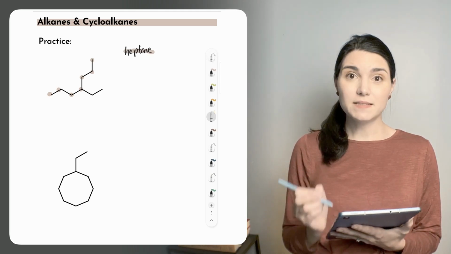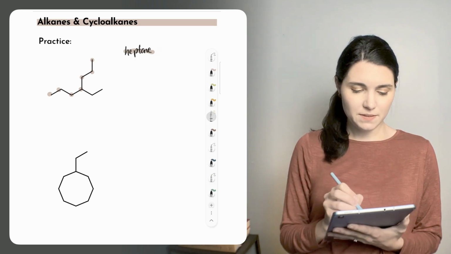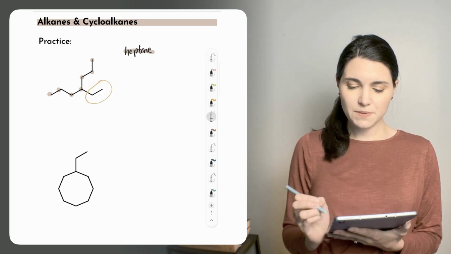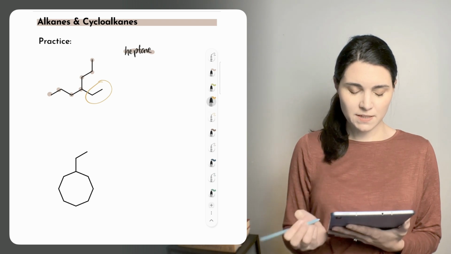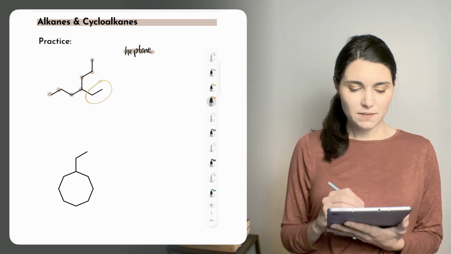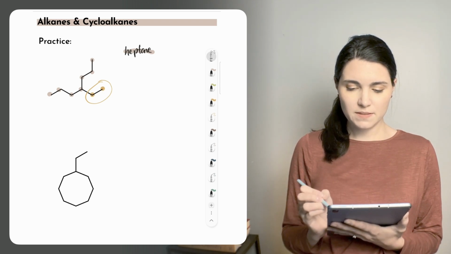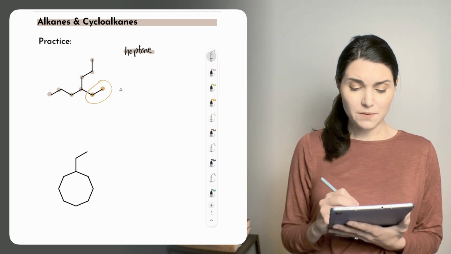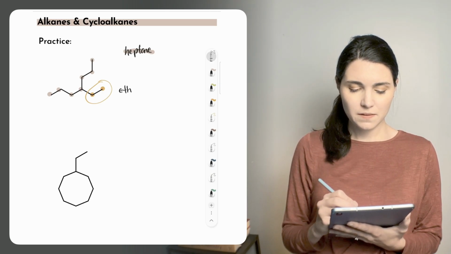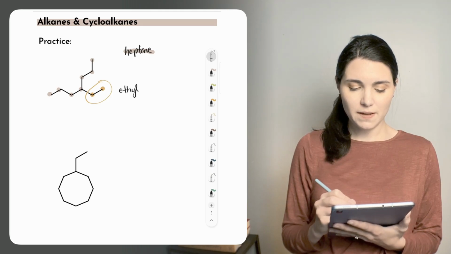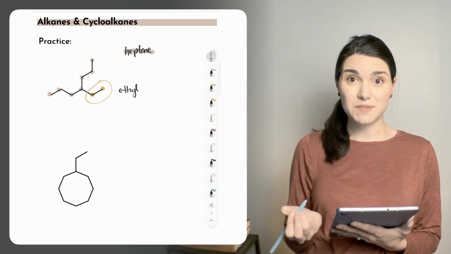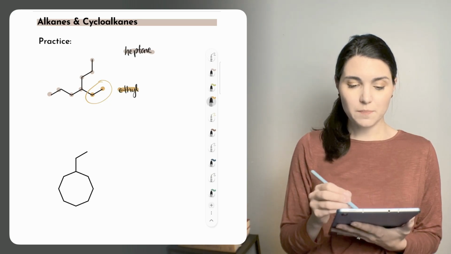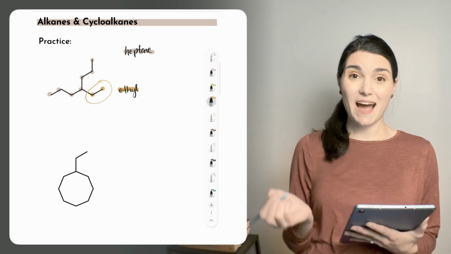Now, let's find the substituent. Anything that's not on the main chain is a substituent, so we'll highlight that in orange. The substituent has 2 carbons, and for 2 carbons we use "eth" and then "yl". So it's an ethyl substituent. We've got our substituent and our parent chain, and now we just need the address for the ethyl group.